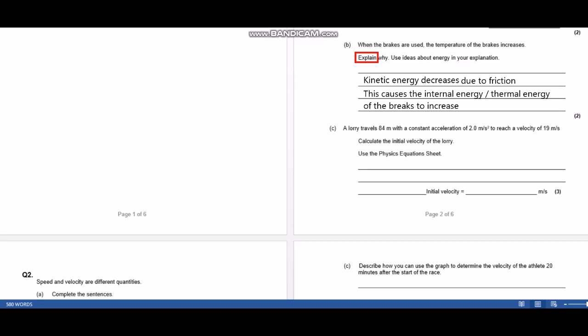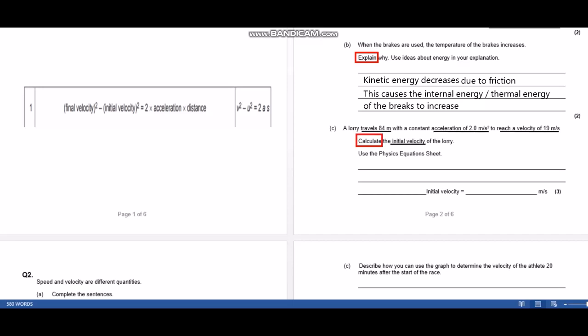Part C. A lorry travels 84 meters with a constant acceleration of 2.0 meters per second squared to reach a velocity of 19 meters per second. Calculate the initial velocity of the lorry. Use the physics equation sheet. So using the physics equation sheet attached to the back of the questions, you'll see that equation number 1 is the one we need.